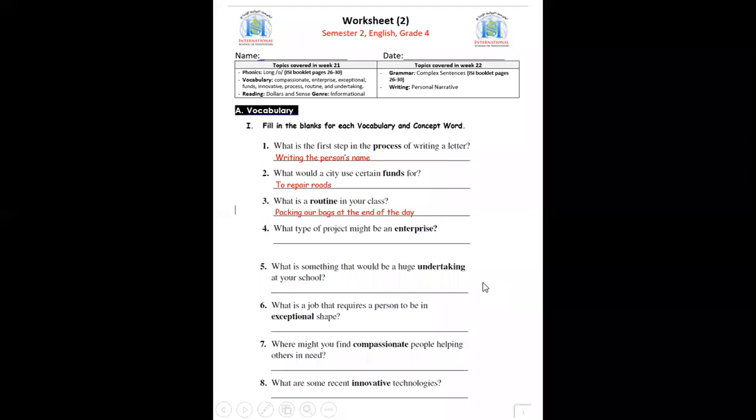Or, for example, every day in the afternoon when you want to go back home, what do you do in class? You pack your bag. You pack your bags at the end of the day. This is a routine. This is something that you always do. Thank you, Aline and Amal.